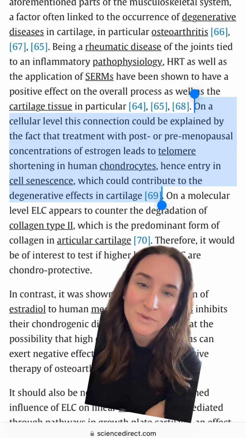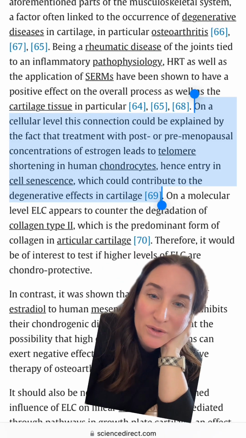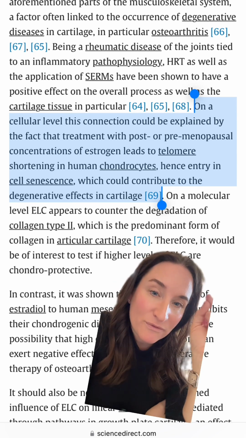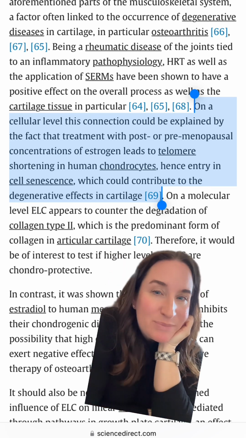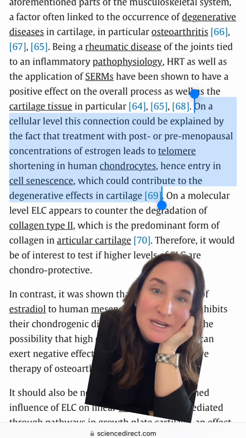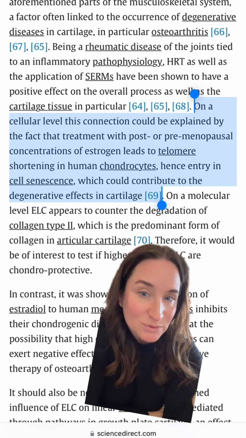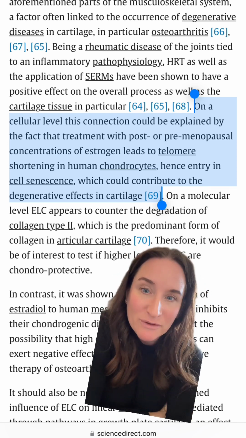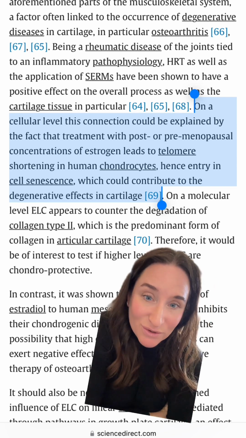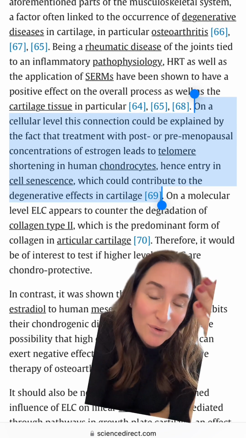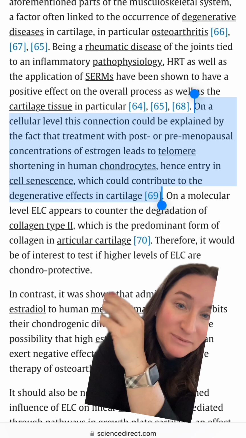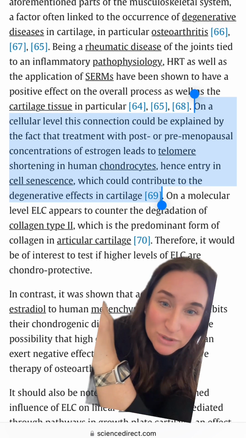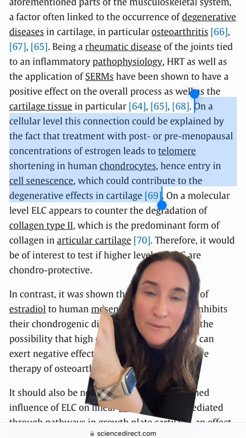Anyway, carrying on. In the most important sense of this article, let me show you. If women are given an estrogen-like compound, the ELC, it appears to counter the degeneration of type 2 collagen, which is the predominant form of collagen in the articular cartilage in your joints, right? So it could be of interest to test if higher levels of estrogen, if we optimize estrogen levels, are protective of our joints.